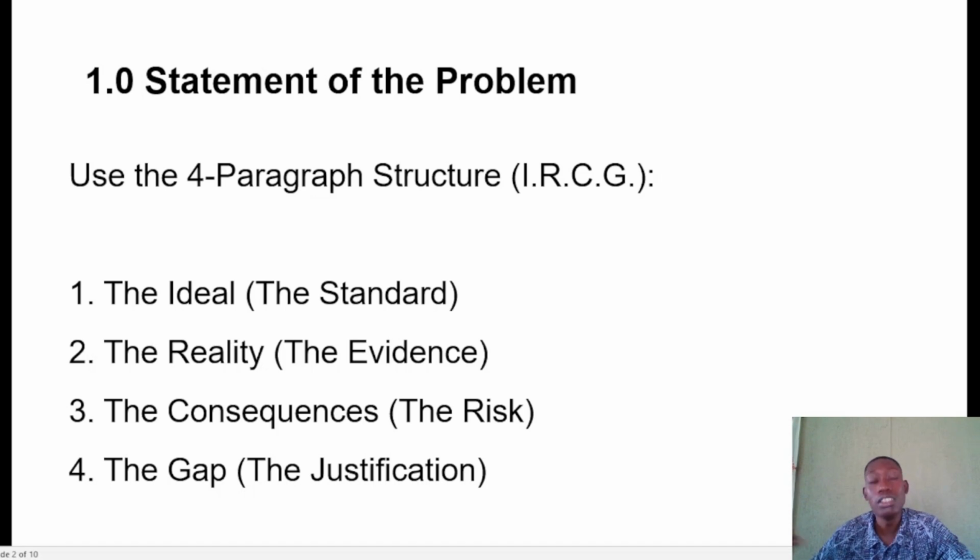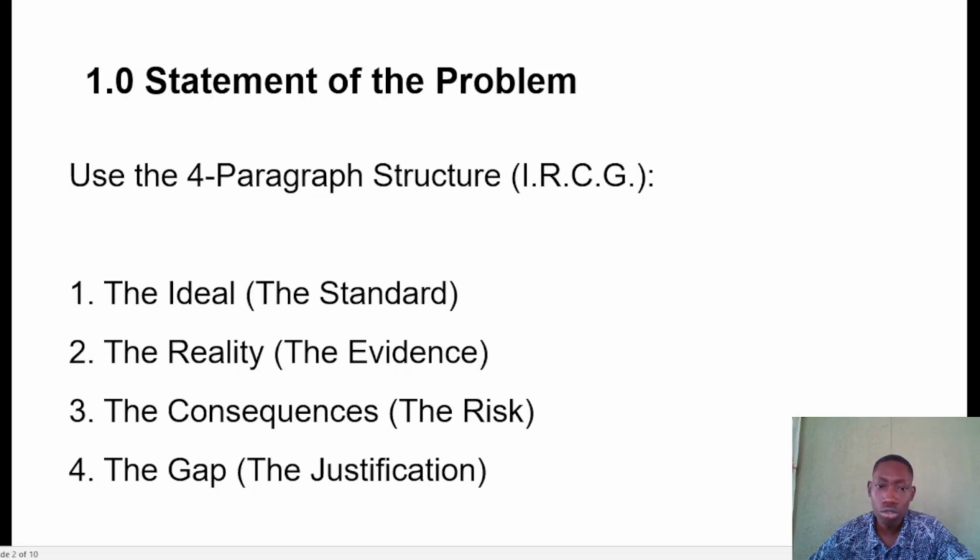When you transition to your paragraph two, you let us know that, however, most people... I'm not saying you should always use "however"; there are other phrases like "although." So you let us know that even though that is the standard, most pregnant women do not attend antenatal frequently. They miss it. Some come haphazardly, some miss their vaccines, some miss their appointments. And you give us evidence. So you are telling us the reality now.